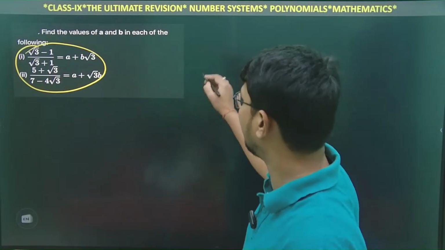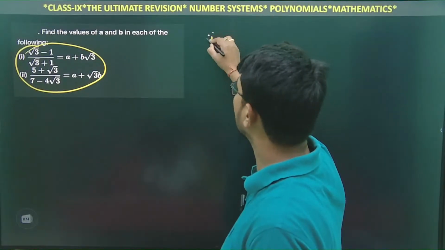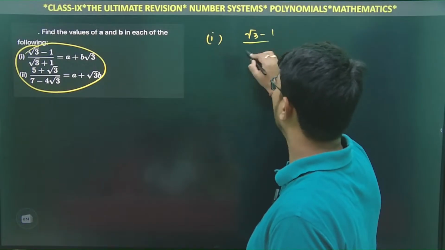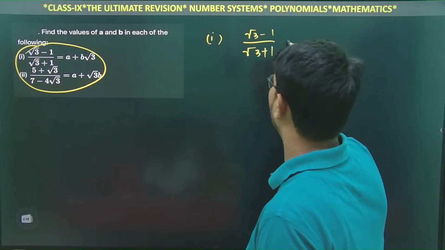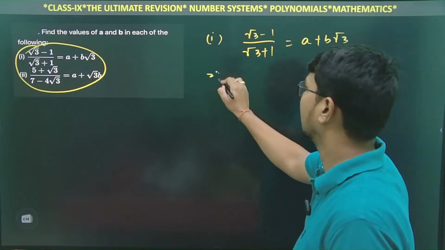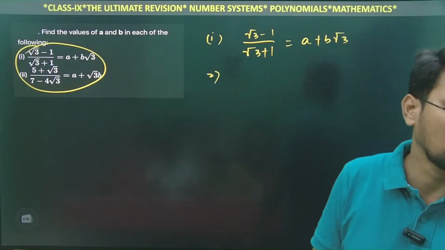We solve. Let us solve together. First one we'll solve. Clear? It is given (√3 − 1)/(√3 + 1) = a + b√3. Done. Okay, look here.